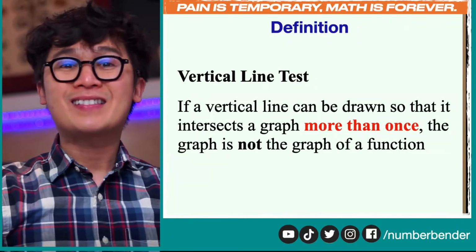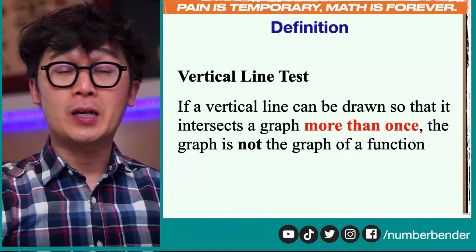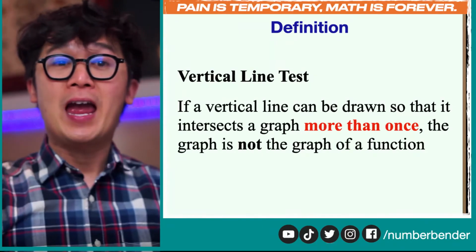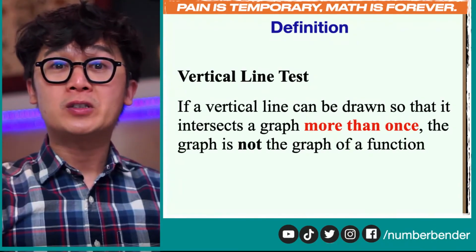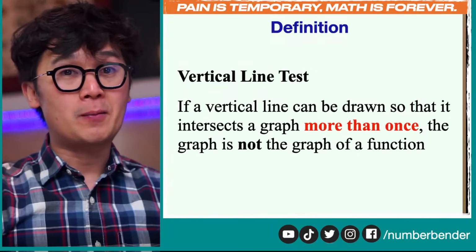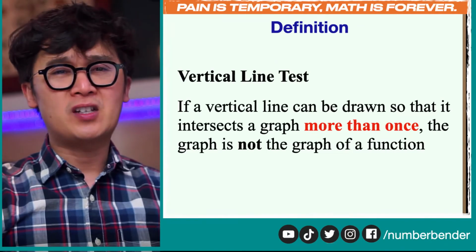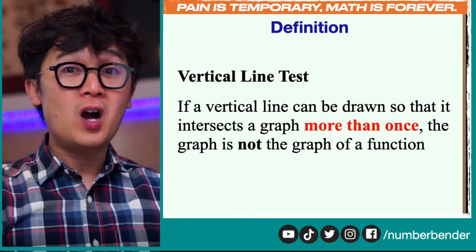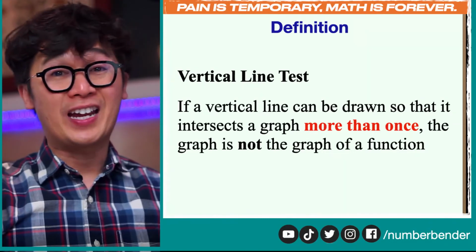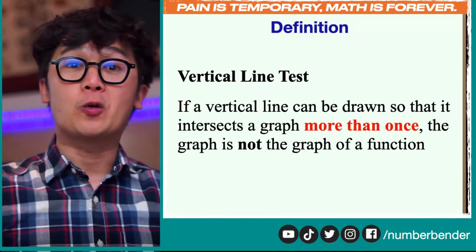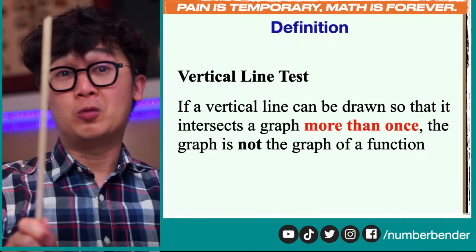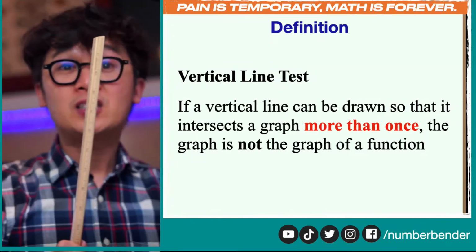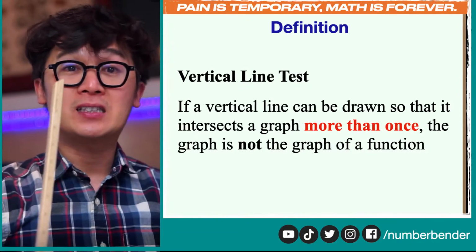Now, we have such a thing called the vertical line test because, as I've mentioned, a function can be represented by a table or ordered pairs, and it can also be represented with a graph. And when your f of x is represented by a graph, we're going to use the vertical line test to check if the relationship is indeed a function or not. So what is the vertical line test? If a vertical line can be drawn so that it intersects a graph more than once, then the graph is not the graph of a function. So let's say you have a vertical line, a ruler, and pass it through your graph of f of x. If your graph intersects your vertical line twice, then it's not a function.